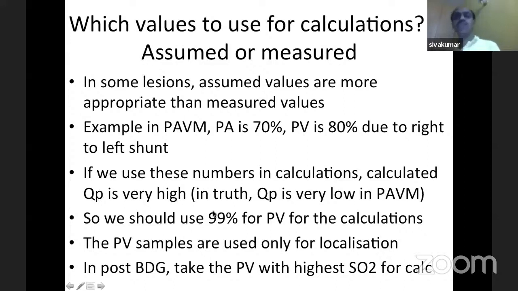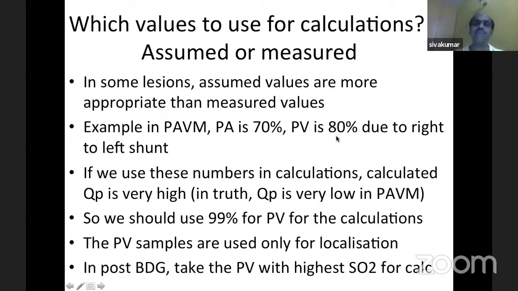Sometimes we use assumed values, sometimes we use measured values. What are the conditions where assumed values are more correct? I will give an example. Pulmonary AV malformation. You have a PA sample of 70%, and in the pulmonary vein which is connected to the pulmonary AV malformation, the PV is 80%.